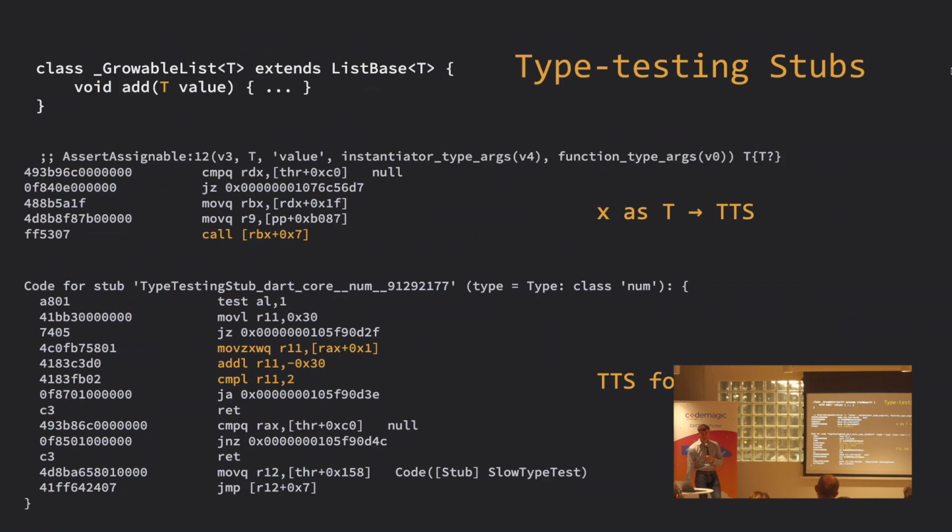So finally, one way that we made the type checks faster in Dart2 specifically is with type testing stubs. So for many types, we generate a function which is personalized for that type.